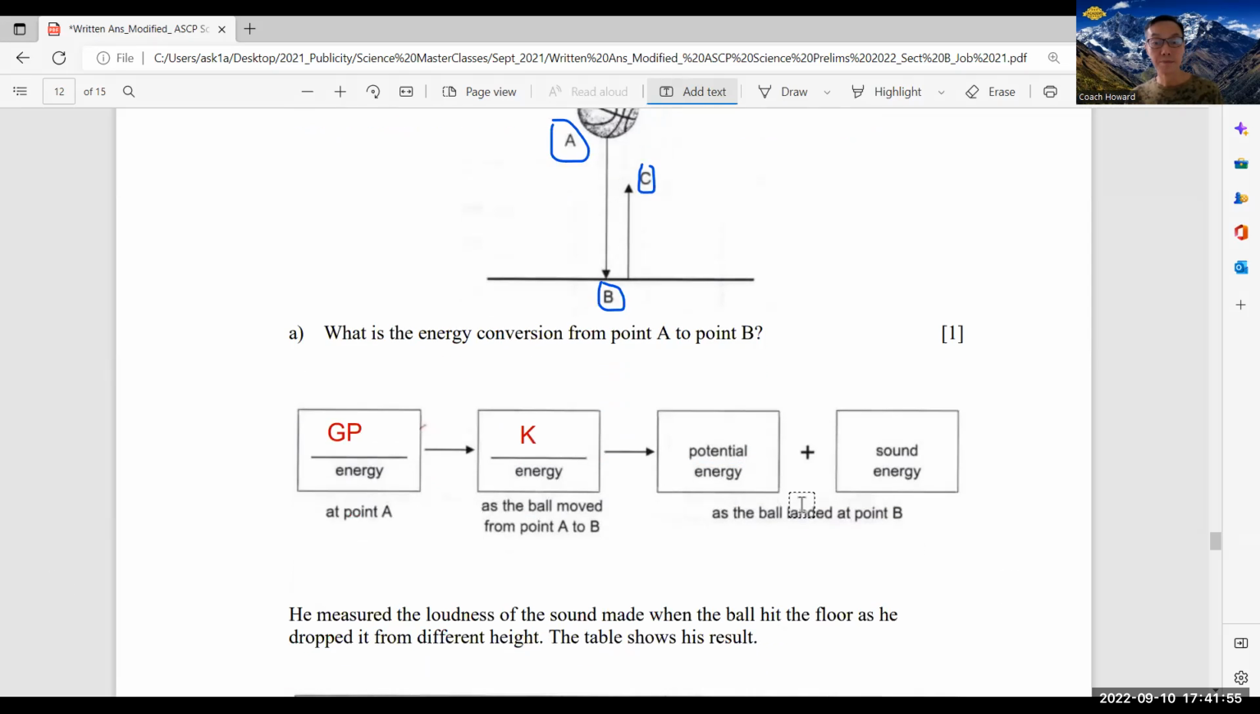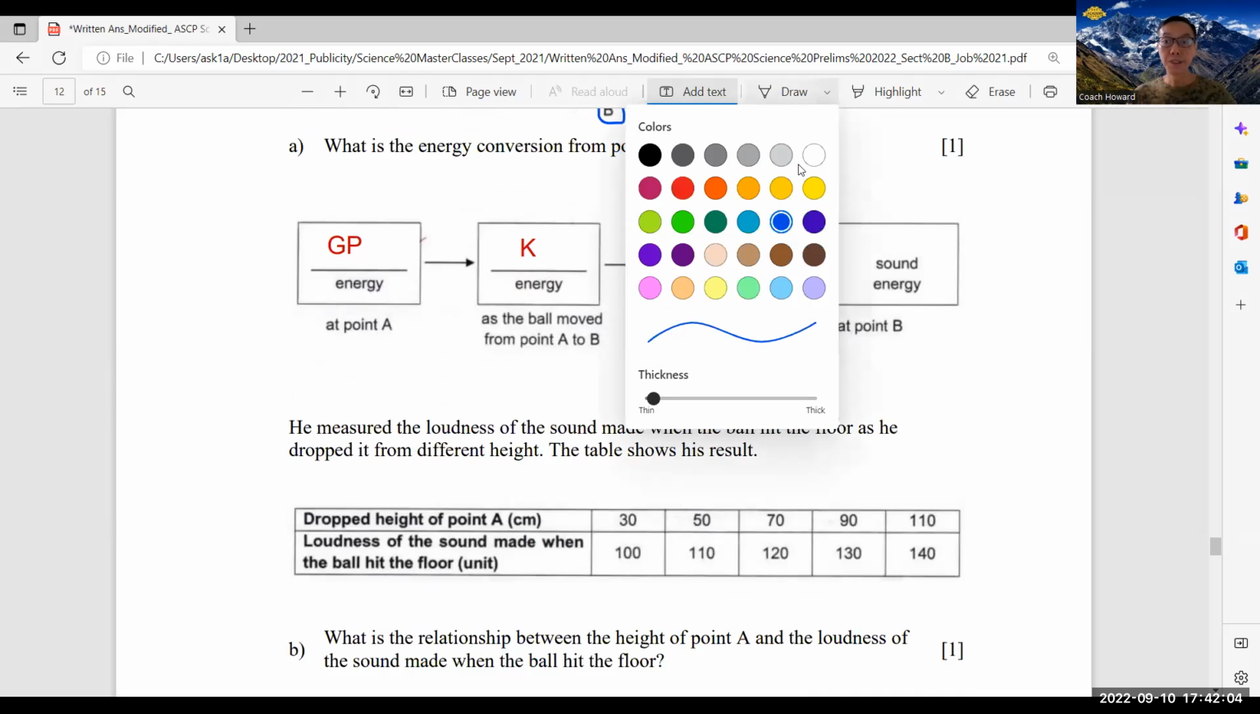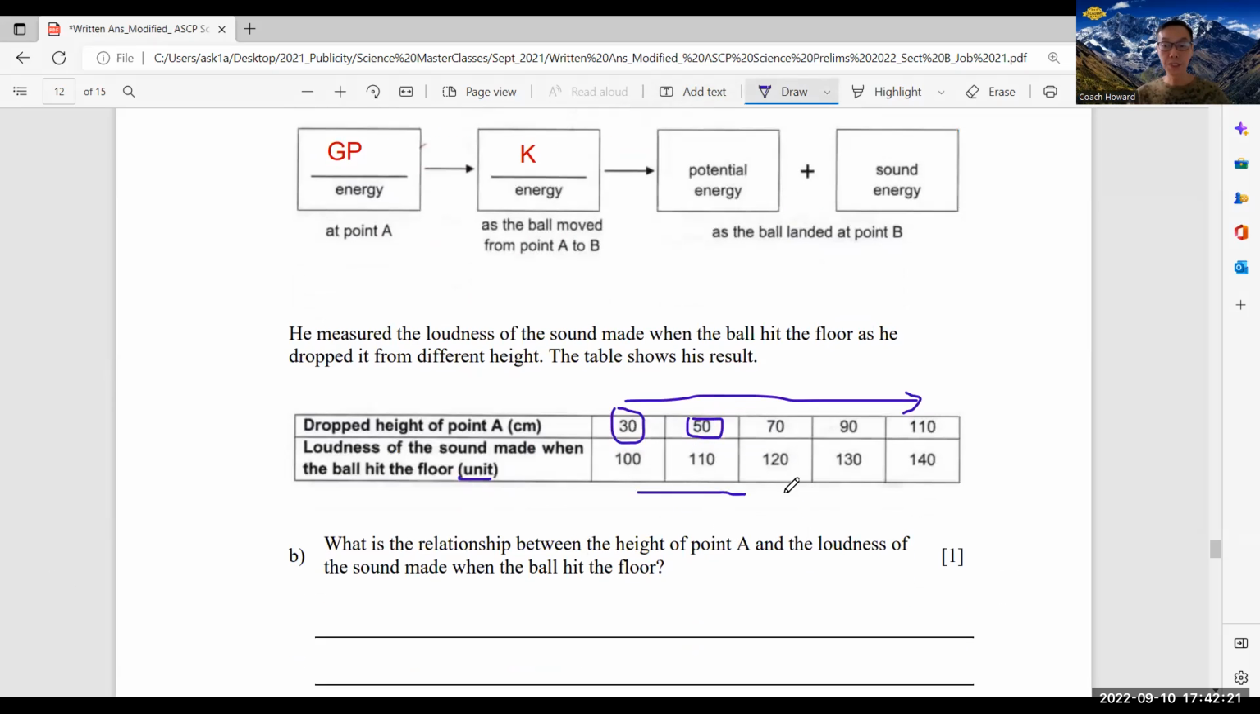Next part. He measured the loudness of sound made when the ball hit the floor and is dropped from different heights. You notice here there's an increment of every 20 centimeters, from 30 all the way to 110 centimeters. And the loudness of sound is measured in units. You can see the pattern is also increasing and regular, increased by every 10. So every 20 centimeter increase, the loudness of sound increases by 10 units. So this is a linear relationship, a straight line.